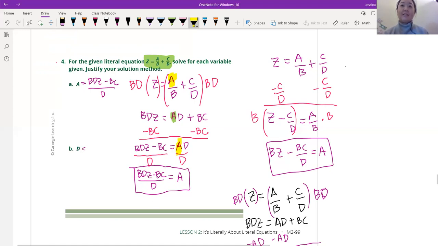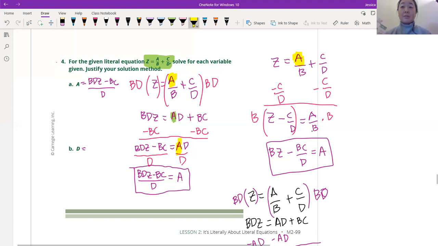Right? It's like that. So we did the same thing over here, but instead of getting rid of fractions, we just dealt with them. All right. And so if again, our a is right here, we're going to get rid of the plus stuff. So we're going to subtract c over d on both sides. Right. And then we get z minus c over d because they are not like terms. Can't add them together. And then here, the c over d's cancel out, and then we just get a over b.